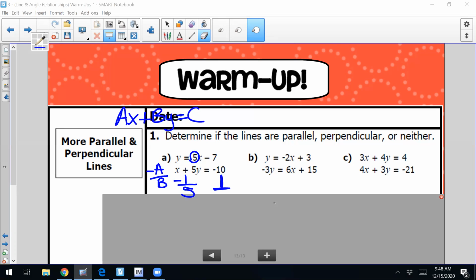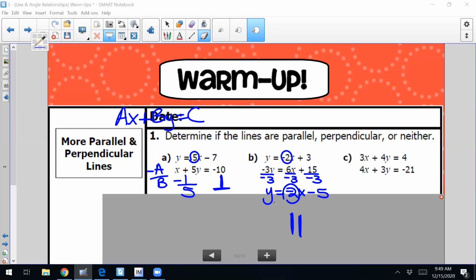Okay. The second one, B, what's the slope of the top equation? That one's -2. Now, the shortcut that I just showed you does not work for that second equation because it's not in standard form. So you do need to go ahead and isolate y by dividing by 3. So y equals -2x minus 5. So what's the slope of that one? -2. So what's the relationship? Parallel. That's not 11. That's parallel.